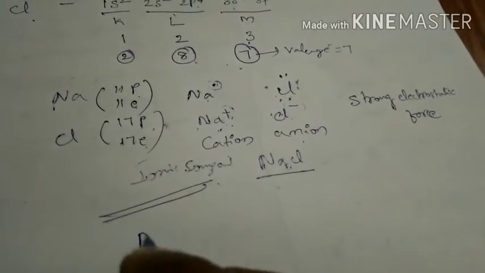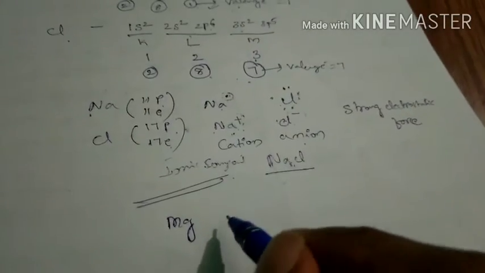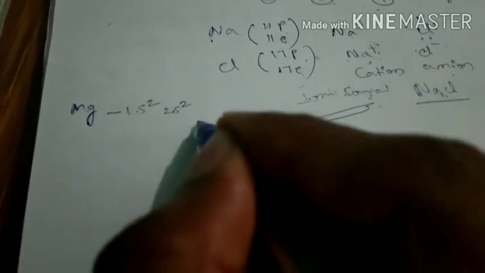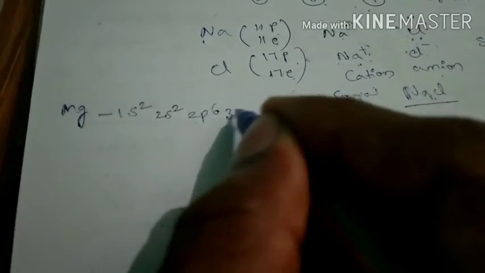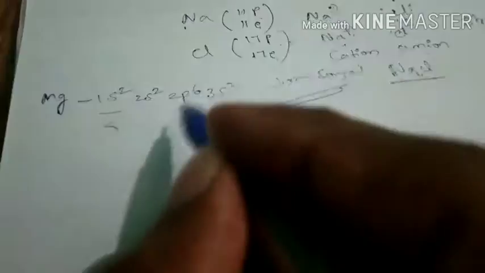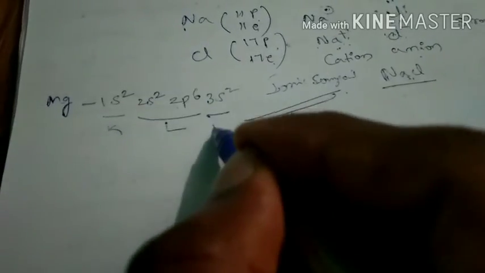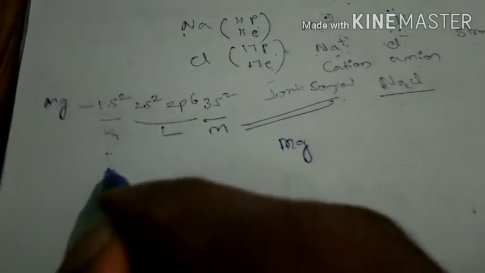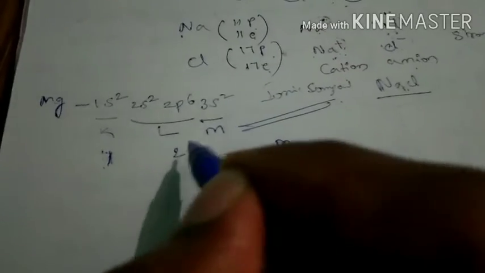Next, take one more example, that is magnesium. Magnesium electron configuration is 1s2, 2s2, 2p6, 3s2. This is the electronic configuration for magnesium. This is K shell, this is L shell, and this is M shell. K shell is nothing but first shell, this is second shell, this is third shell.